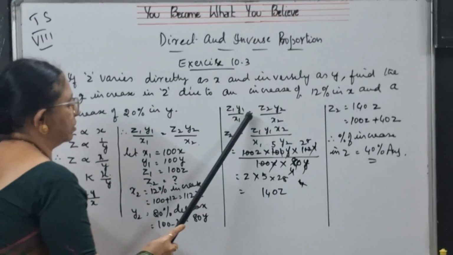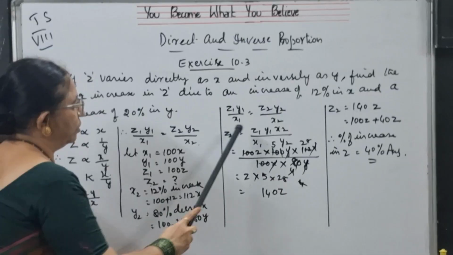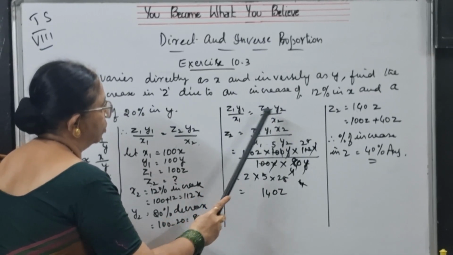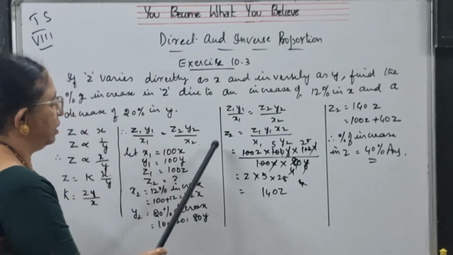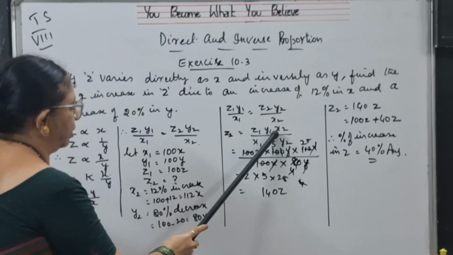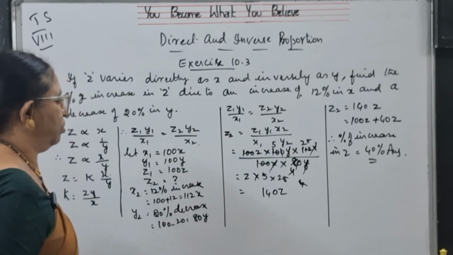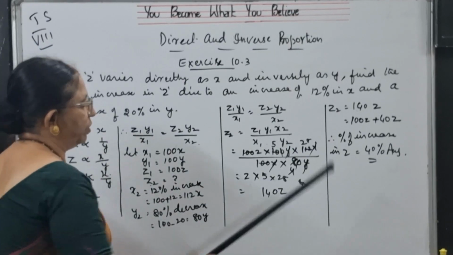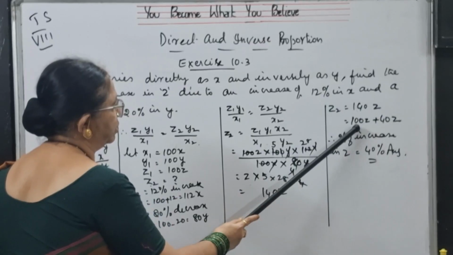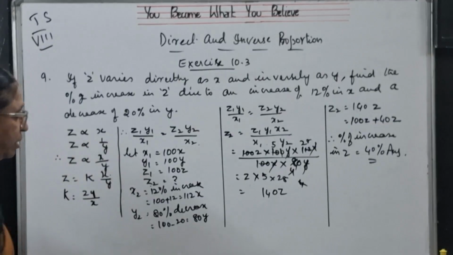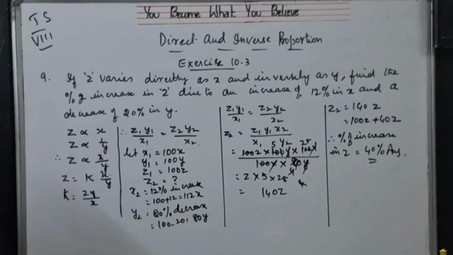So Z1 Y1 by X1 is equal to Z2 Y2 by X2. So we want Z2. So Z1 Y1 into X2 is equal to X1 and Y2. This is the equation that we will be getting. So I have substituted the values of Z1, Y1, X2, X1, Y2. So here we have got all the values. I have got its value 140Z. 140Z means what? Z2 is 140Z means 100Z plus 40Z. That means what is the increase in percentage? It is nothing but 40% increase.